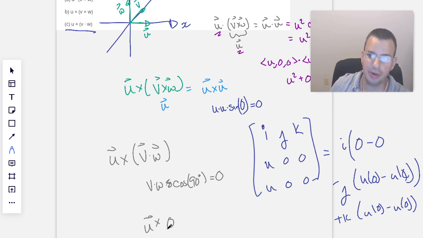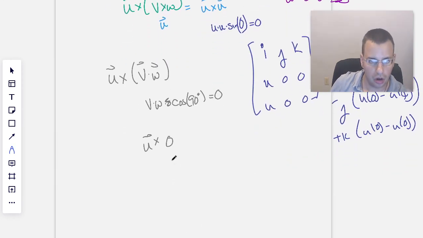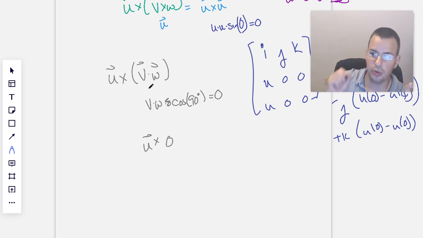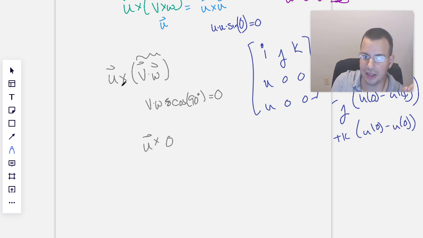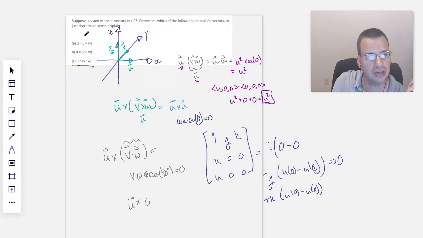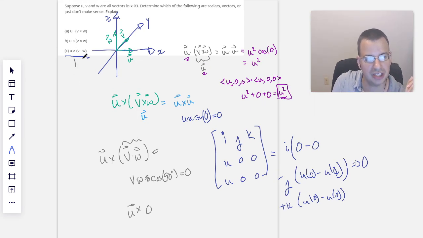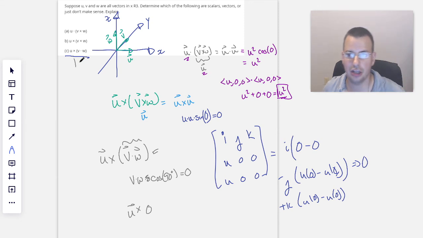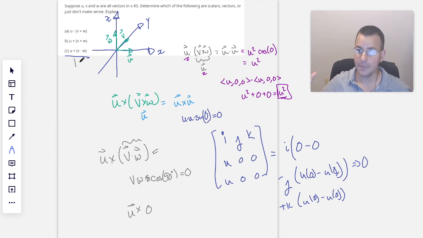But we got kind of a bigger problem. You might be like, oh, that's just 0. Well, no. The issue is dot products always give you a scalar. And a cross product is always a cross product between two vectors. And so we get a scalar here. You can't cross a scalar and a vector. It just doesn't make sense. Therefore, this does not exist, or just doesn't make sense, as the prompt said. So this one doesn't make sense because v dot w gives you a scalar. You can't cross a scalar with a vector. So hope that helped. See you next time.